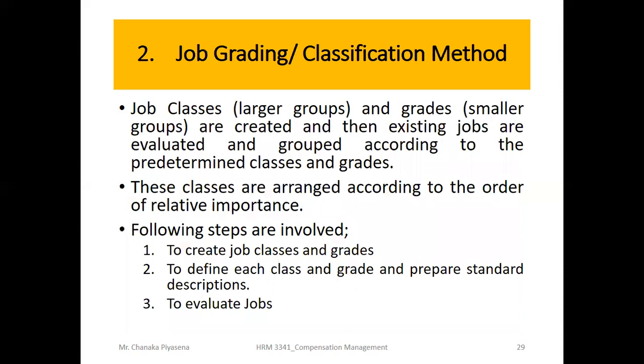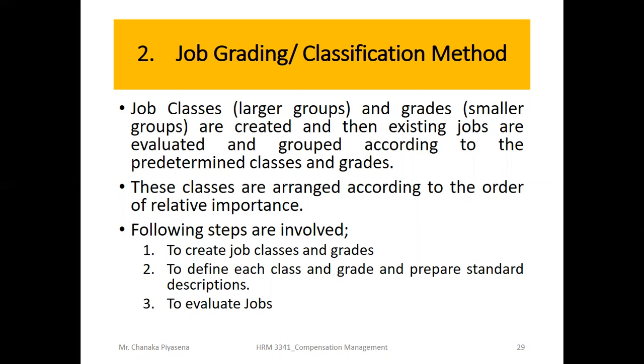Then the job grading and classification method. I think you are with me. We are in compensation management. Under compensation management, there are 3 components: pay management, incentive management and welfare management. Now we are in pay management. Under pay management, there is a pay management process. The first step is job evaluation.